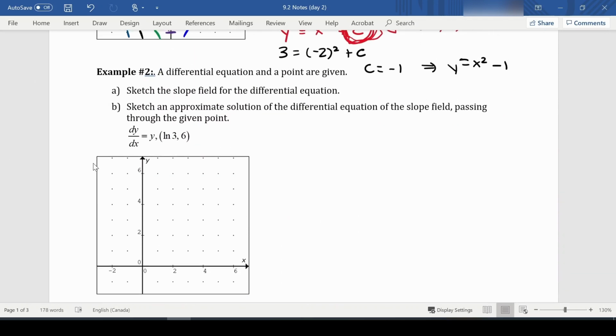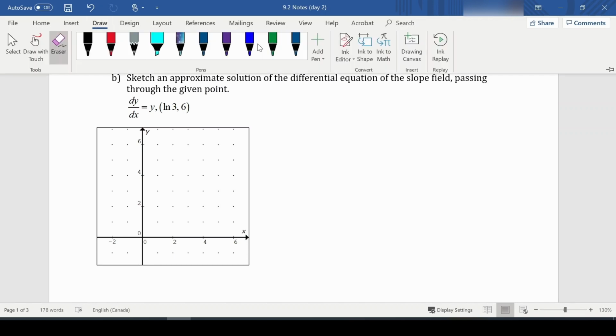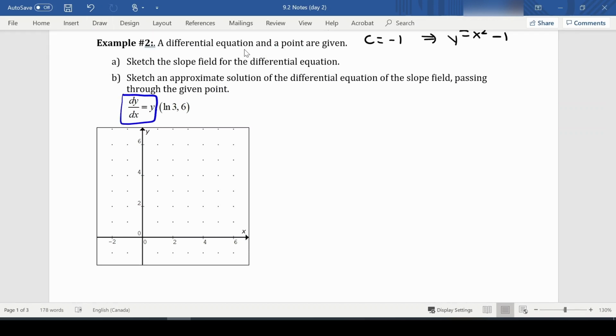Let's try another one. A differential equation and a point are given. Sketch the slope field. Sketch an approximate solution of the differential equation of the slope field passing through the given point. Okay. So in this case, we can see that our differential equation is just equal to y, which means that our slope is going to equal whatever the y coordinate is of our point. So if I'm doing A, let's say if y is 0, then dy dx is just going to be 0. So when y is 0, we're going to have little lines with slope 0.